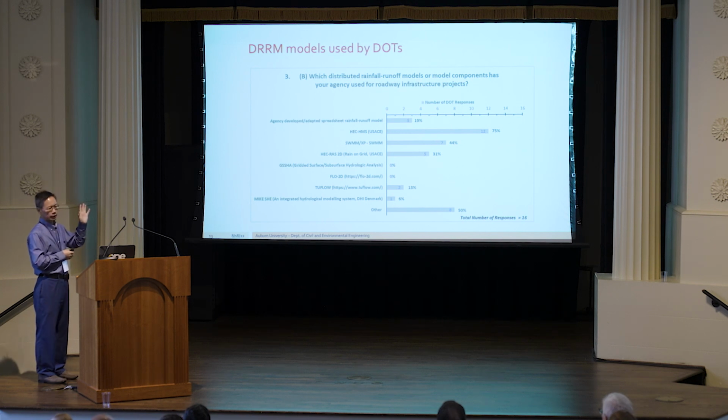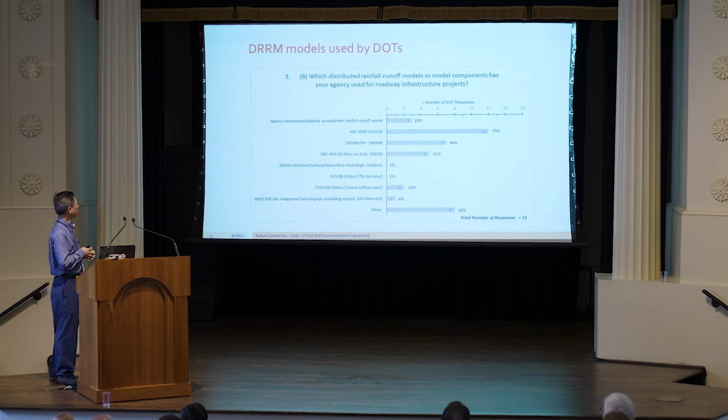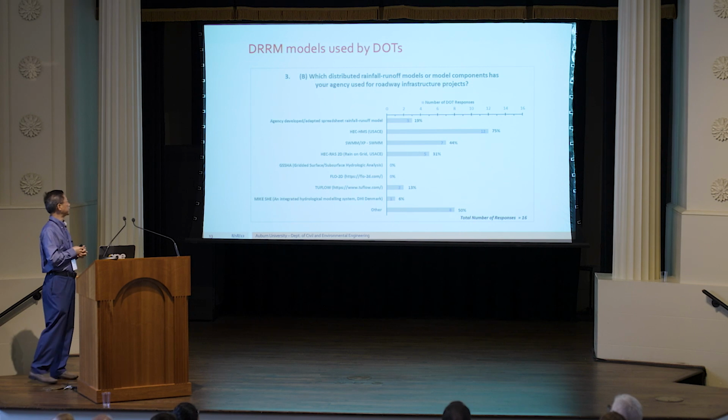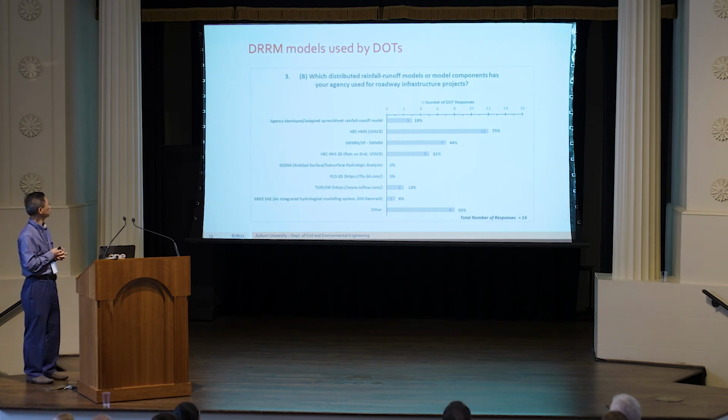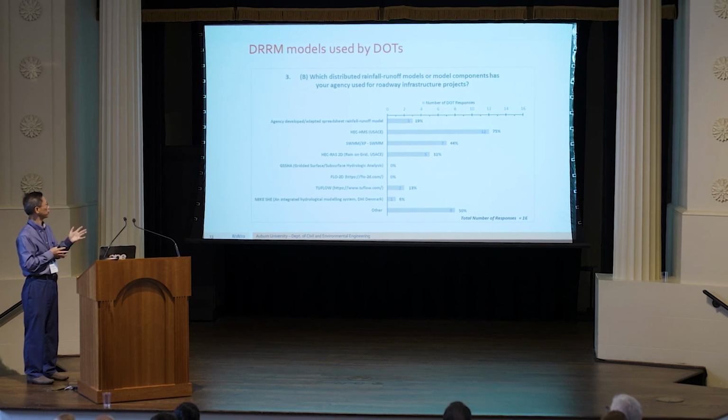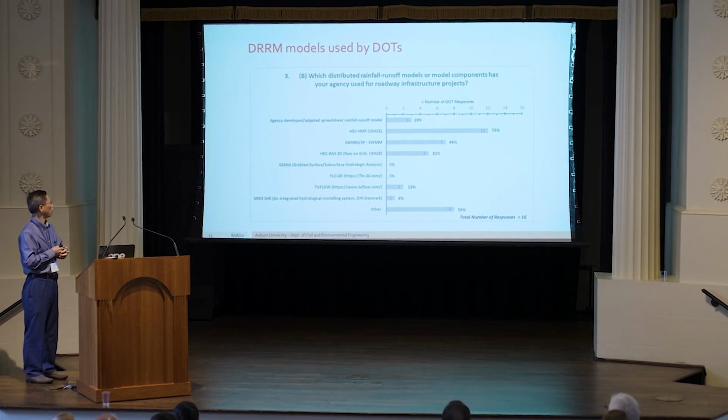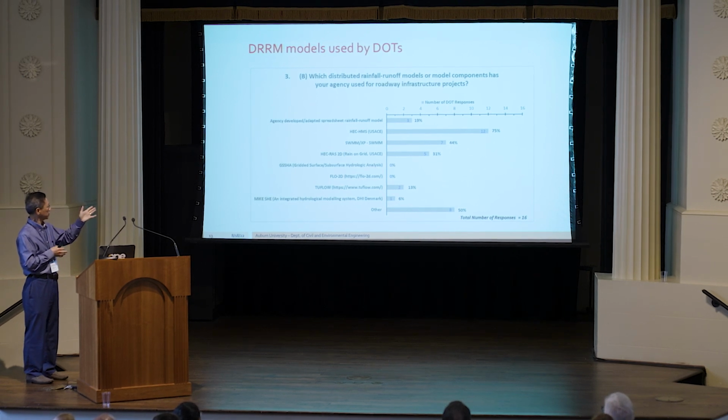So for the DOTs that do use a distributed rainfall runoff model, we checked which distributed rainfall runoff model or model components your agency has used. There are only 3 that say they have an agency-developed, adapted, maybe spreadsheet runoff model, but you can see 75% use HEC-HMS and 44% use SWMM or XP-SWMM. There are a few states using SRH-2D, rain on the grid.